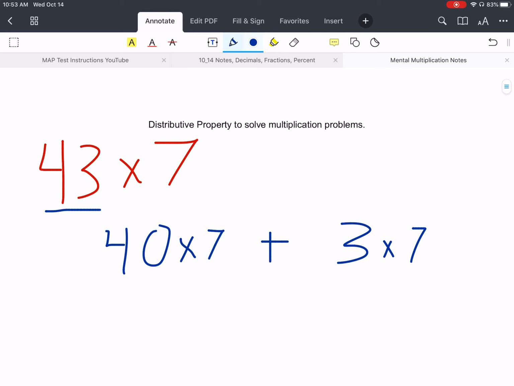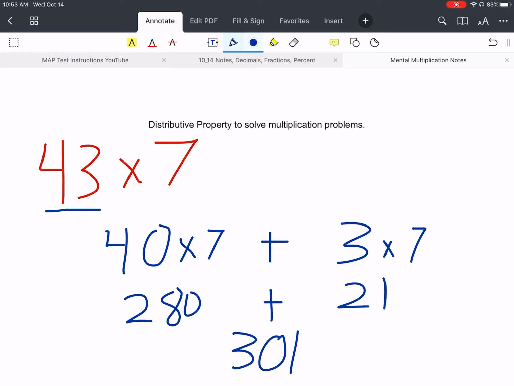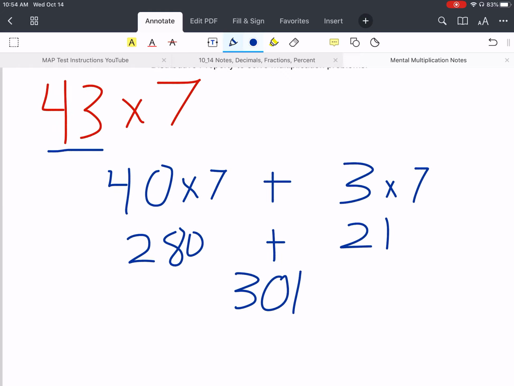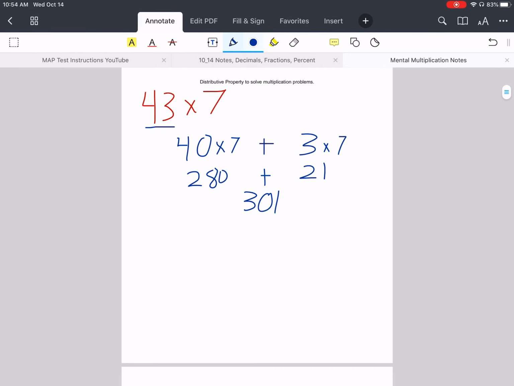So while a lot of you might not think you can do 43 times 7 in your head, you can probably do 40 times 7, right, which would be 280. And you should be able to do 3 times 7 in your head, which is 21. So all of a sudden, we have broken apart our multiplication problem into two easier multiplication problems, and now we can add. So the distributive property breaks apart the bigger number into two smaller pieces. Let's go through some more examples.